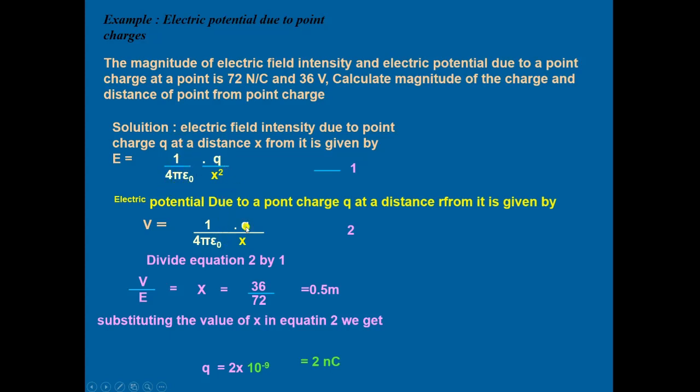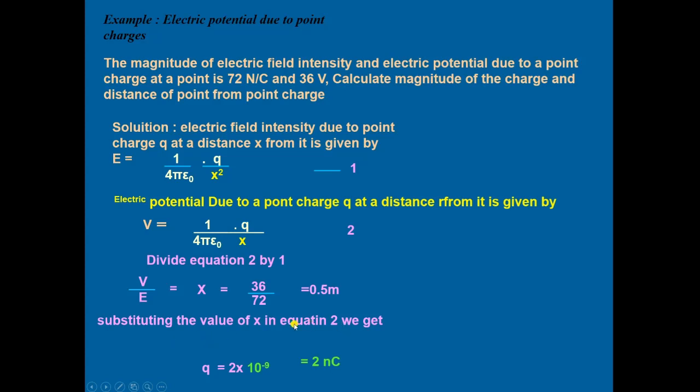Q will also be cancelled, and from this x square, a single x will remain. Then the total V upon E will be equal to x. V has the value of 36 and E has the value of 72. After division, this comes out to be equal to 0.5 m. Okay, this is the value of x.